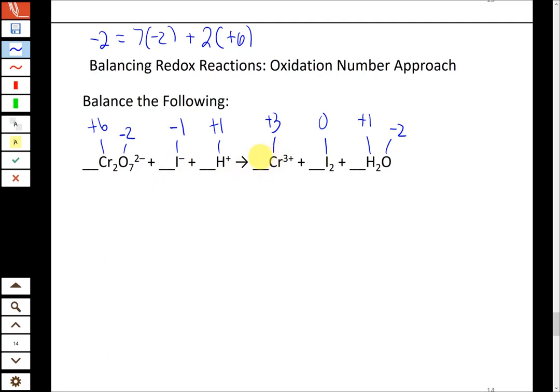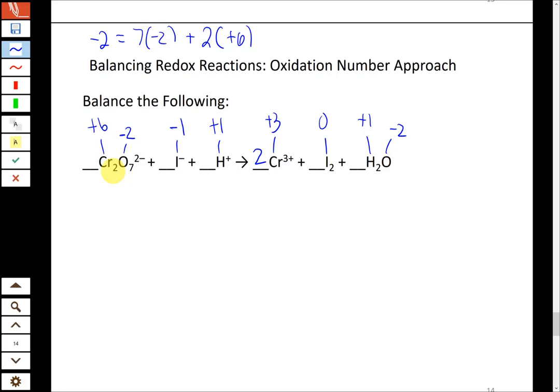So what I like to do, not everybody does it this way, but what I like to do is I like to put a 2 there right away. Now that's not necessarily going to be the final coefficient, but it just reminds myself that whatever coefficient I have here needs to be 2 times whatever coefficient I put here to keep the chromium balanced. So you may or may not like that approach, but that's how I'll typically do it.